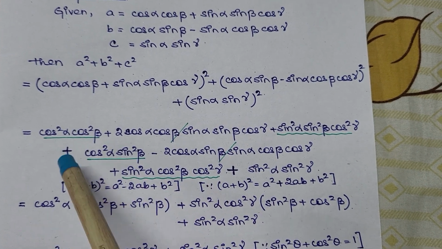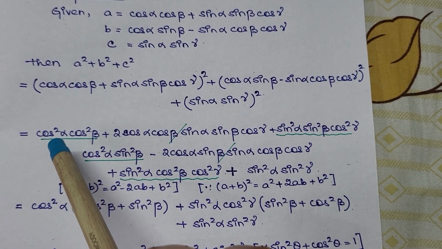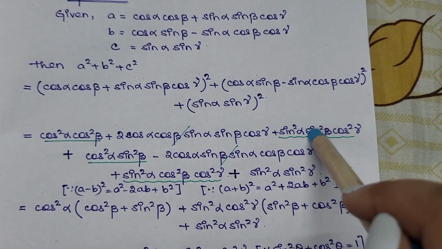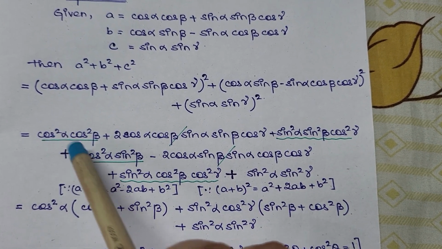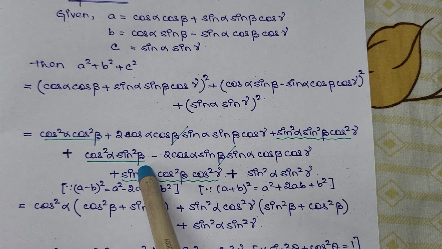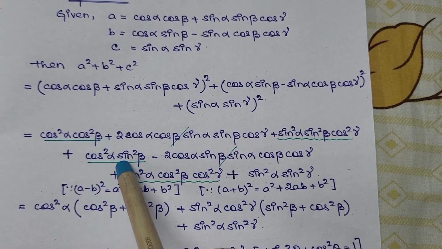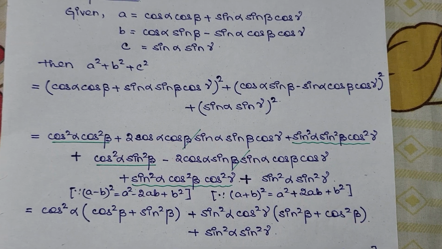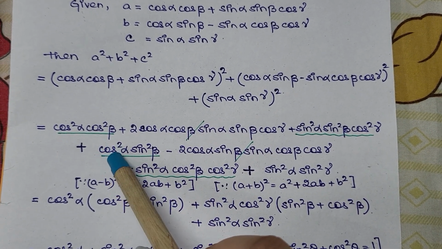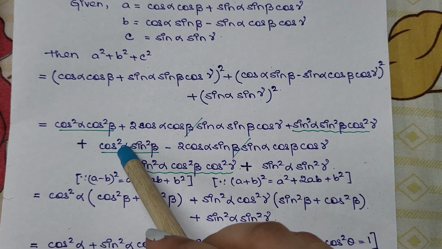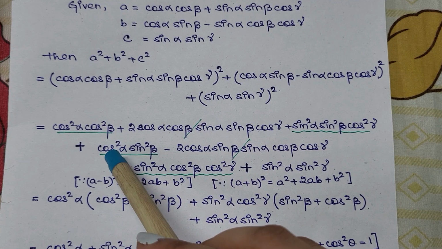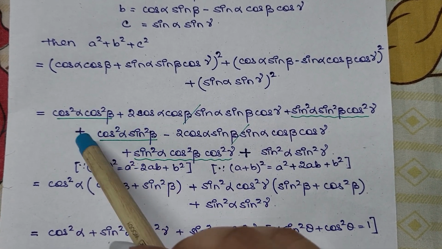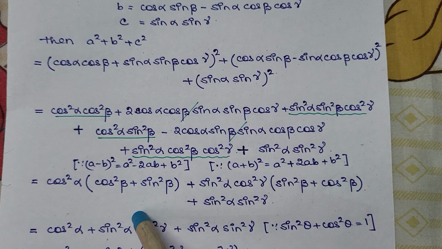5 terms now. Now, we take the first term and the fourth term. I've underlined with a different color, green. We see that cos square alpha is common in these two terms. So we take cos square alpha common. Hence we are left with cos square beta plus sin square beta here.